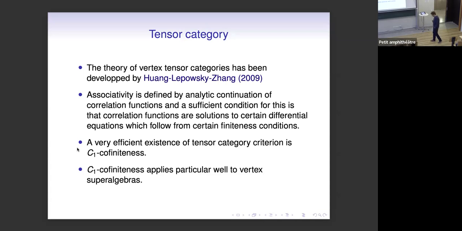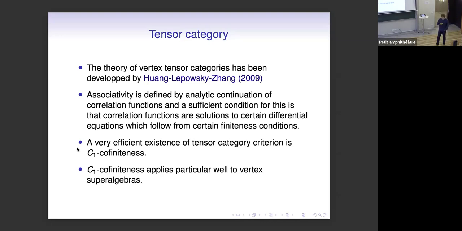And what is the difficult thing in the theory? The difficult thing is to verify that the thing that you want to be the tensor product is associative, because you have to analytically continue intertwining operators for that. And how can you guarantee that you have this analytic continuation? You can guarantee this if you have good differential equations for correlation functions. And there is one finiteness condition that guarantees the existence of differential equations. And then also it allows you to show that your tensor product is indeed associative up to natural transformation.